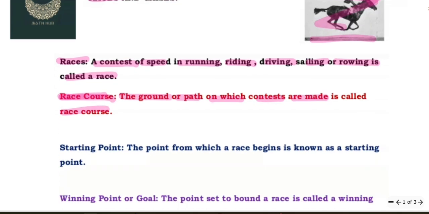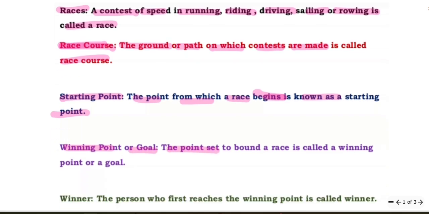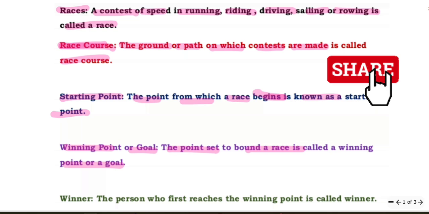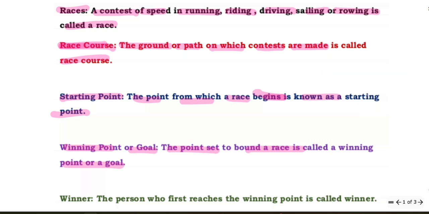The next definition is starting point. The point from which a race begins is known as a starting point. The point said to bound a race is called a winning point or a goal. In races, usually they set a limit like 200 meters or 10 kilometers. Whenever a person reaches that particular limit, that is said to be the winning point or goal.